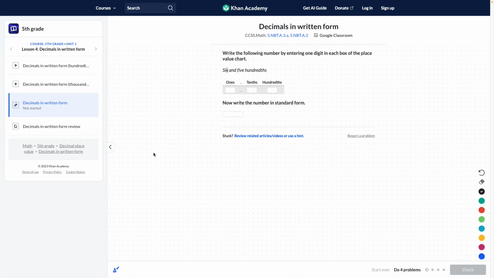Let's just look at what it's not saying. It's not saying 600, okay? And it's not saying 60. It's saying 6. So we know that the number is 6, and anything after that, and 5 hundredths.